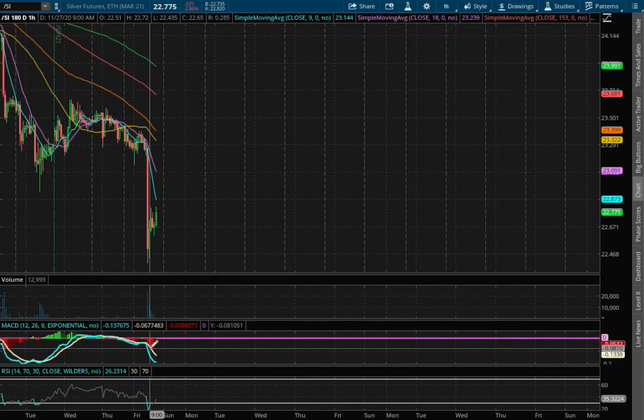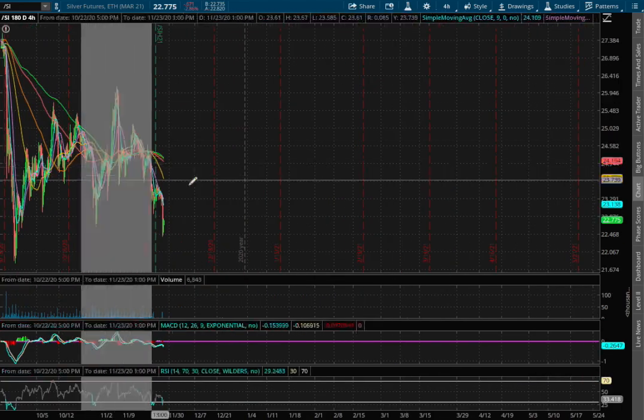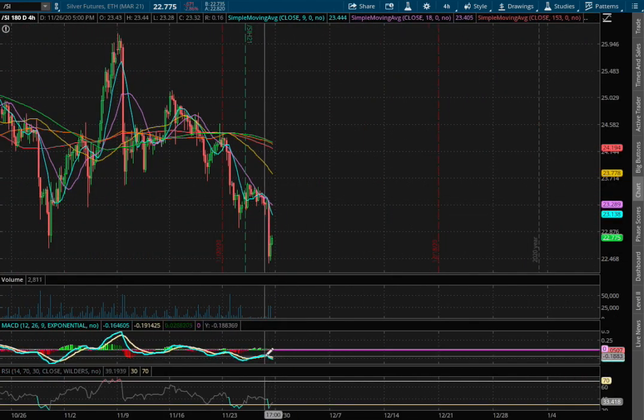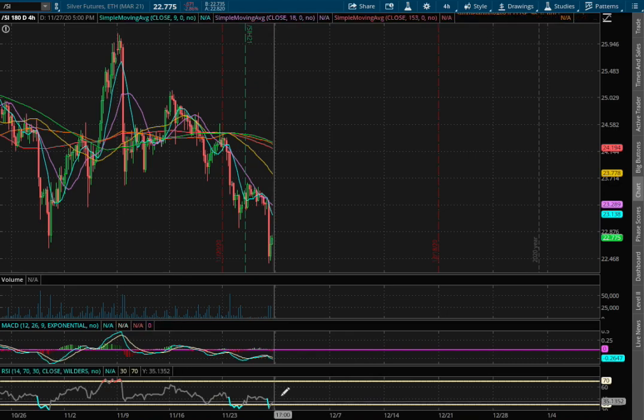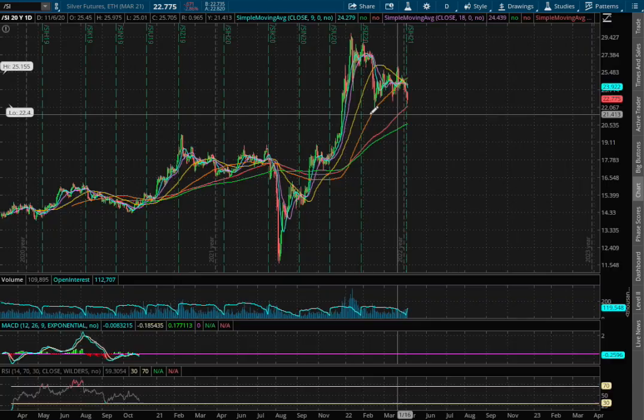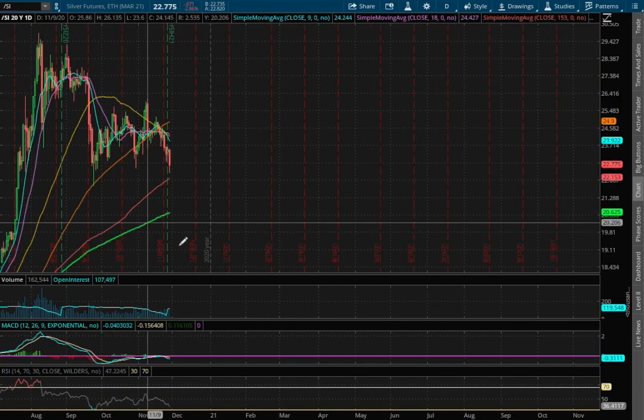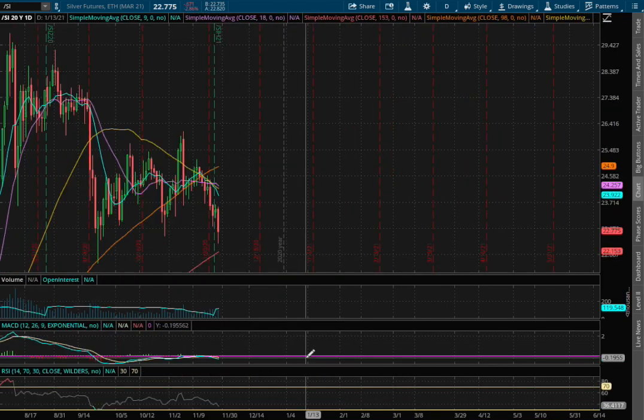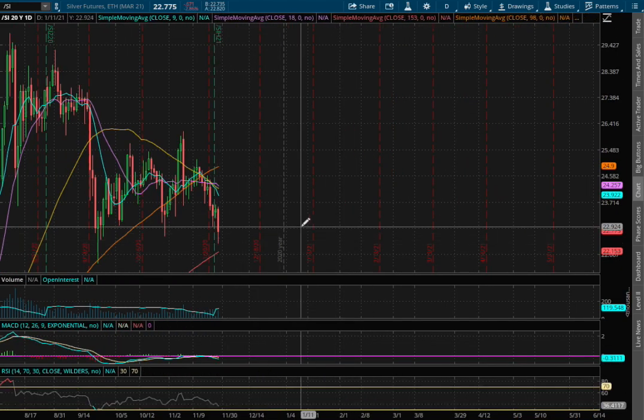We are now in negative MACD territory and nearing oversold levels with the RSI. As we extend out to the 4 hour chart, we remain in negative MACD and we did see it diverge, and remaining near oversold levels with the RSI. As for the daily chart, we remain in negative MACD and we're pretty close to oversold conditions with the RSI.